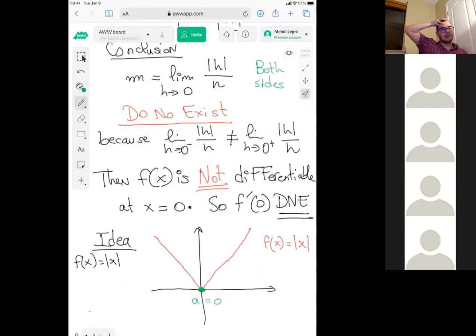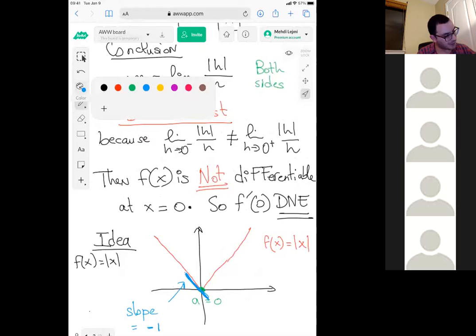So you see, guys, here at a equal to 0, the slope. Imagine you have a tangent line. So from the left side here, the slope of this line. So this line is going down, right? Which means that the slope is actually negative, right? And if the slope is negative, it's actually -1. So the slope here is -1 on the left of 0.